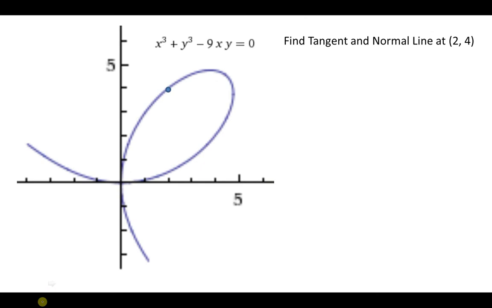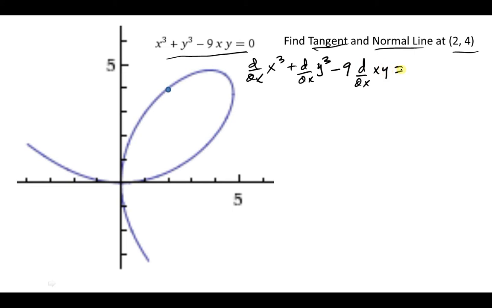Okay, for this problem, we want to find the tangent and the normal line at the point (2, 4) for this implicit equation. So using the same procedure as we've used before, we get d/dx of x cubed plus d/dx of y cubed minus 9 d/dx of xy equals d/dx of 0, of course, which is 0.